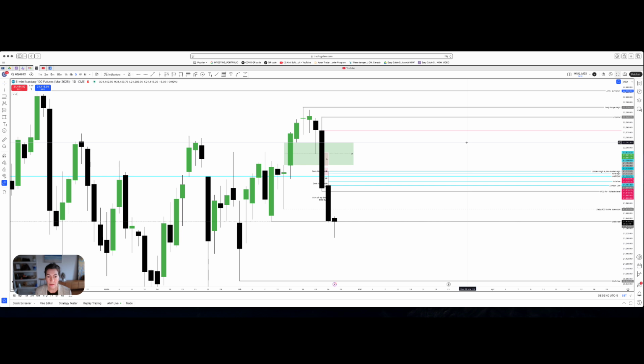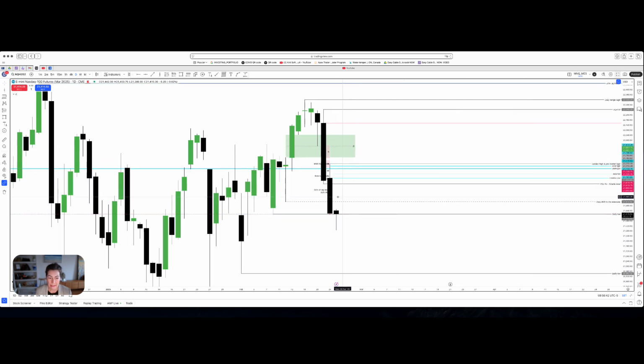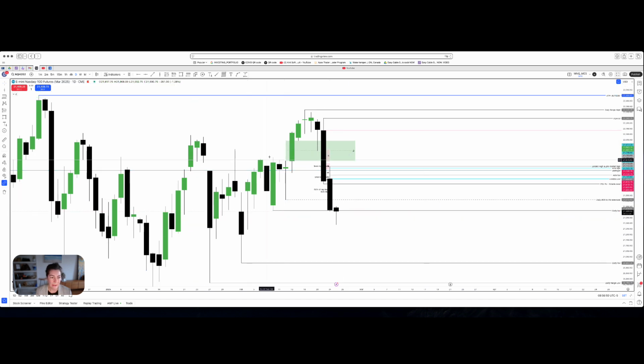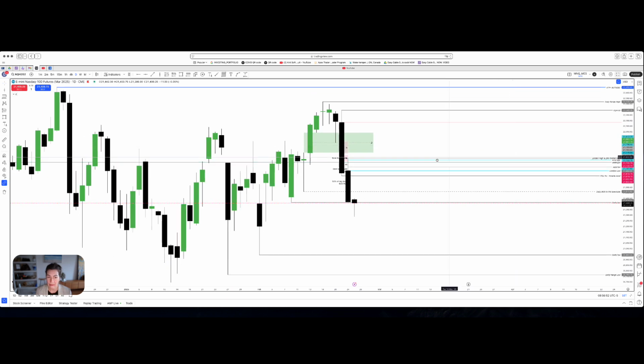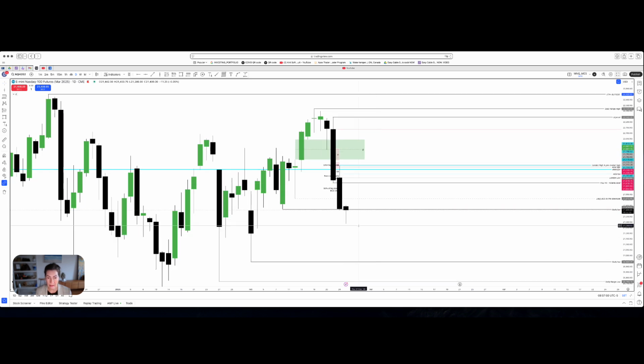Okay, so on the daily here we can see that this is yesterday's candle. And so we are on the sell side of the model. This is the buy side. We're on the sell side here. So we'll be looking for likely sells this morning.